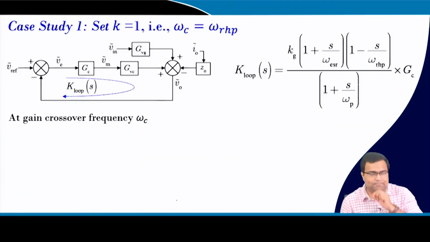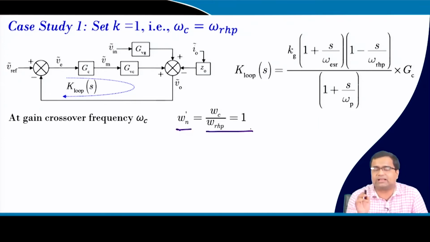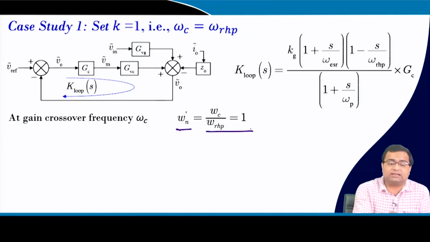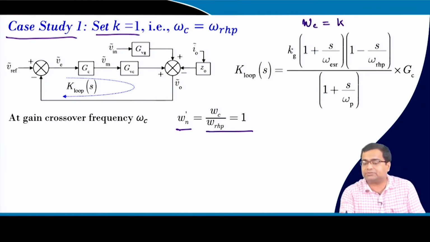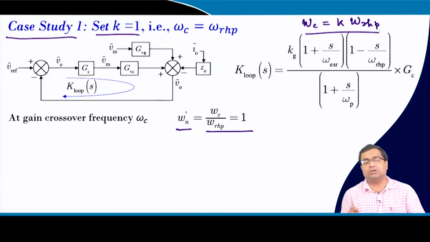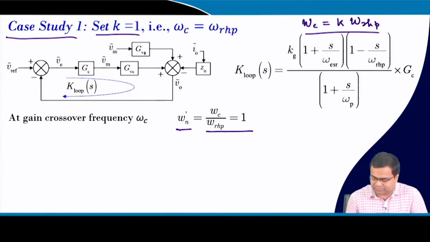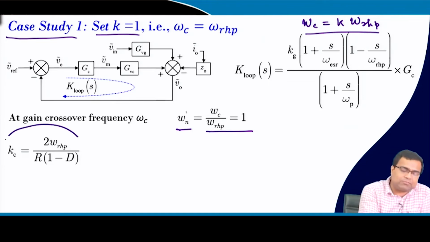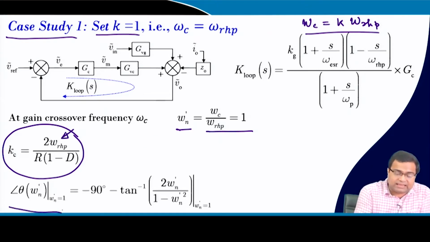So, in the first case, at the gain crossover frequency, which is omega n dash, that means omega c by omega RHP, let us consider case study 1 where we are setting k equal to 1. That means we originally choose Kc equal to k times omega RHP zero, and here we are taking k equal to 1. So, the control crossover frequency is the same as the RHP zero. If we set it, then Kc can be obtained from the previous expression. That means we have replaced omega c by omega RHP. And what is my phase angle?